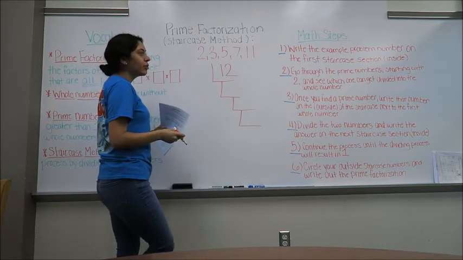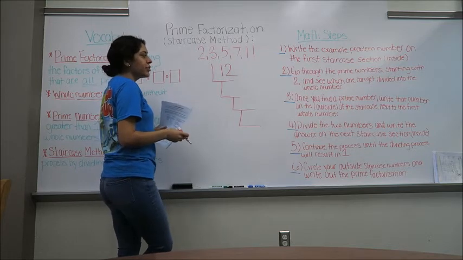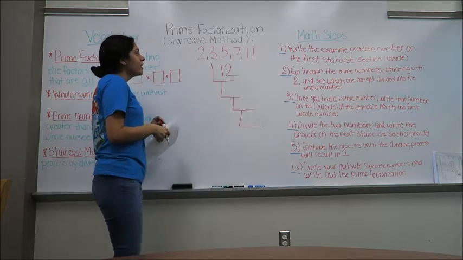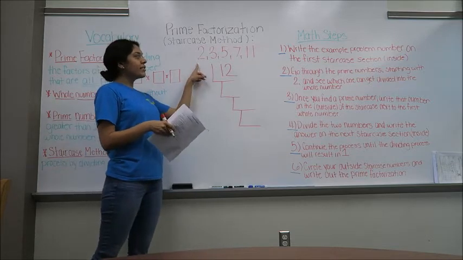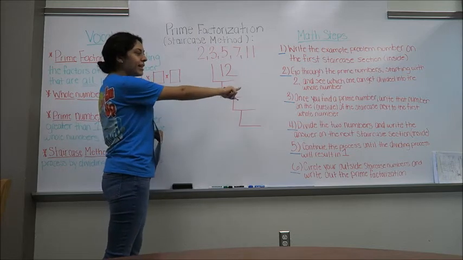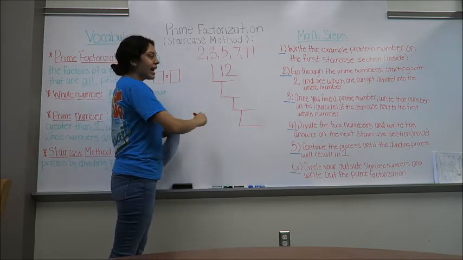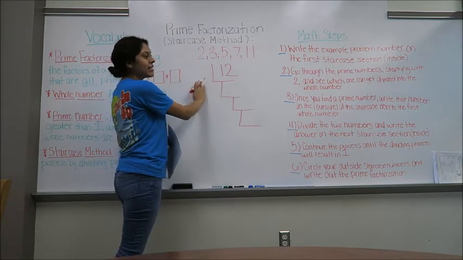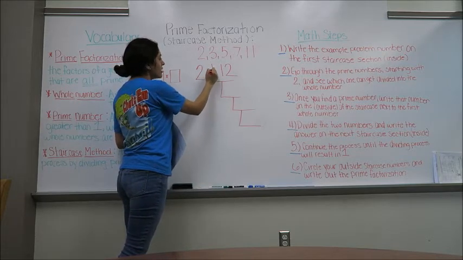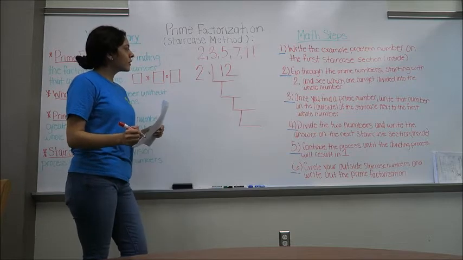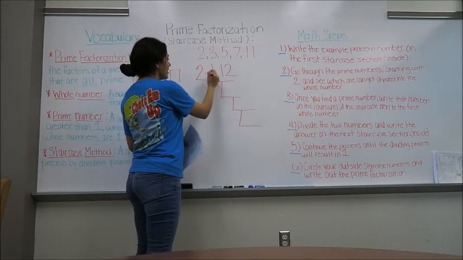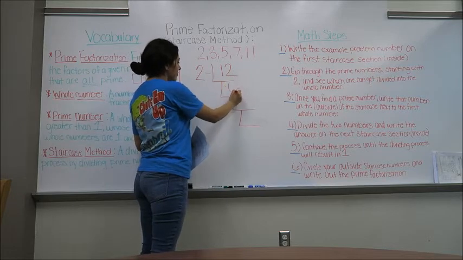Then, step 2, we're going to go through the prime numbers starting with 2 and see which one can get divided into 12. So class, can 2 get divided into 12? Yes. Good. So step 3, once you find a prime number, write that number on the outside of the staircase next to 12. So what's 12 divided by 2? 6. It's going to be 6.